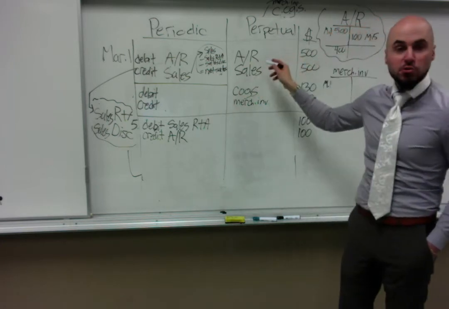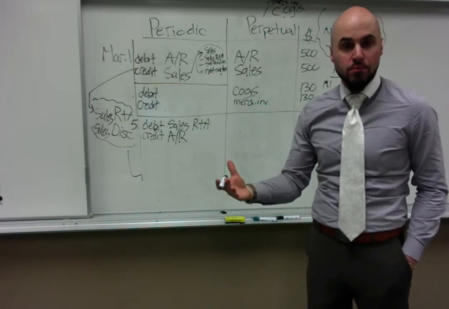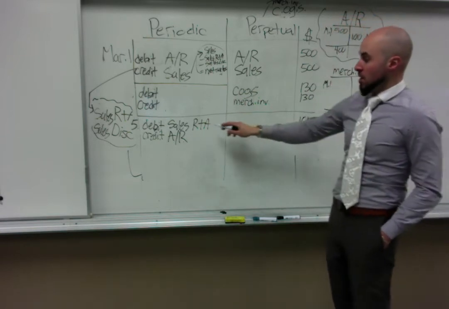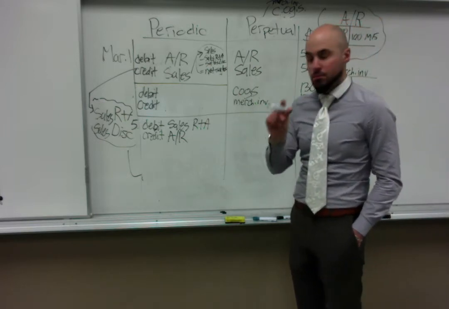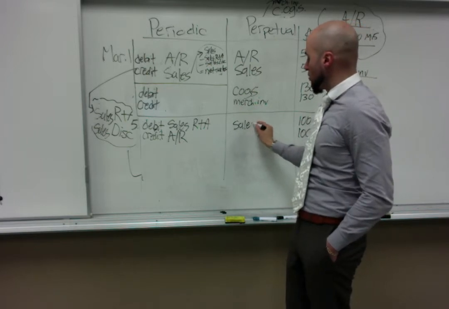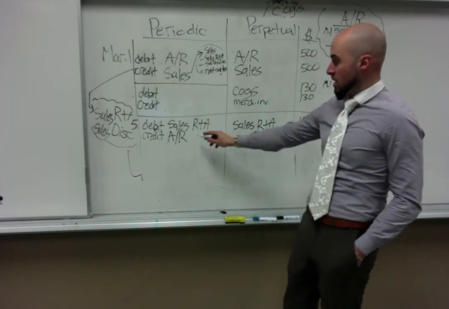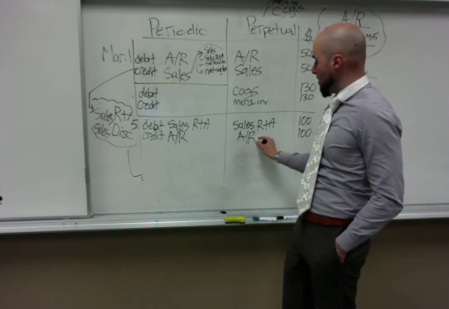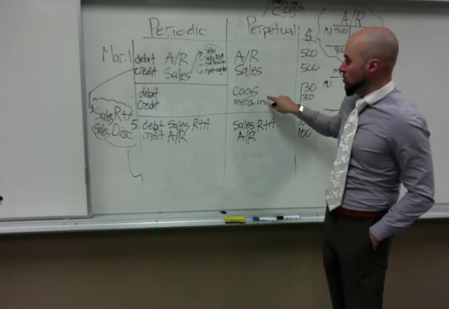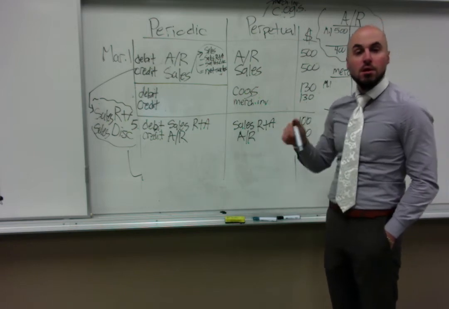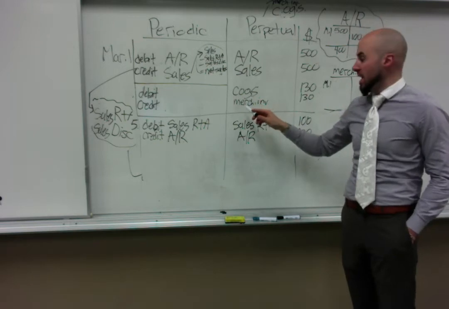Now we record it in the perpetual system, and we already know that the perpetual system is going to require a little bit more detail. We will start off with the same entry. Sales return and allowance will also be debited here for the 100. Accounts receivable will also be credited for the 100. But now, since it's a perpetual system, we have to do this additional entry to recognize what is happening to cost of goods sold and merchandise inventory.